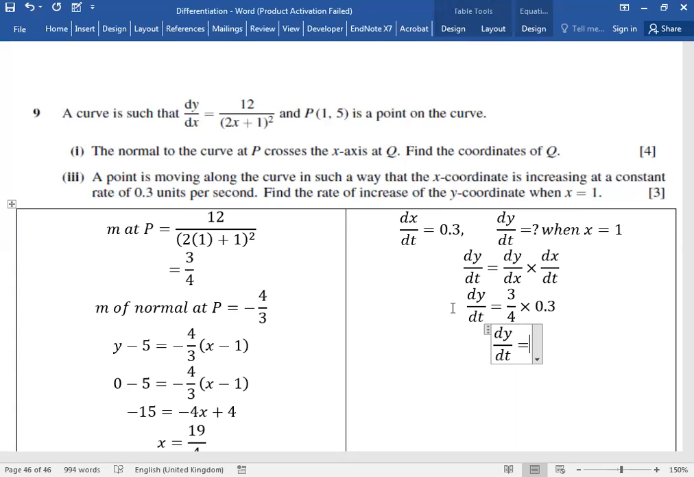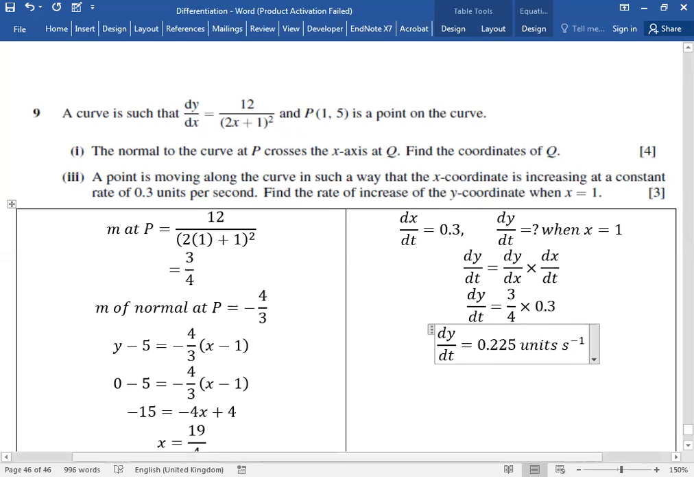Decimal में कर लो इसको. 0.9 upon 4. What are you getting? Calculator में बताओ. 0.225. So this is your dy upon dt, or rate of change of y.